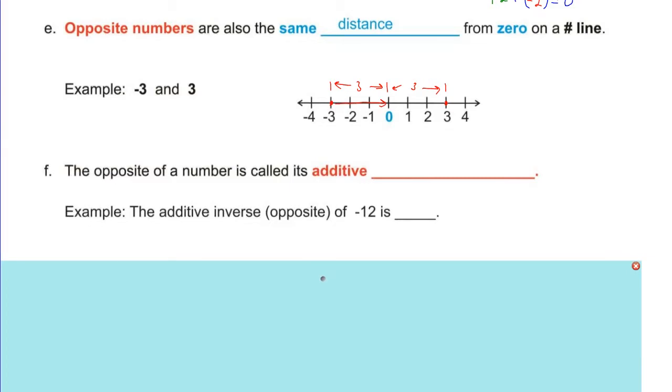All right, so F. The opposite of a number has a definite term here, and it's called the additive inverse. So, for example, what would be the additive inverse or the opposite of -12? And hopefully you say, oh, that's easy, that would be 12, right? What's the additive inverse of 5? -5. What's the additive inverse of -3/2? +3/2. Got it?